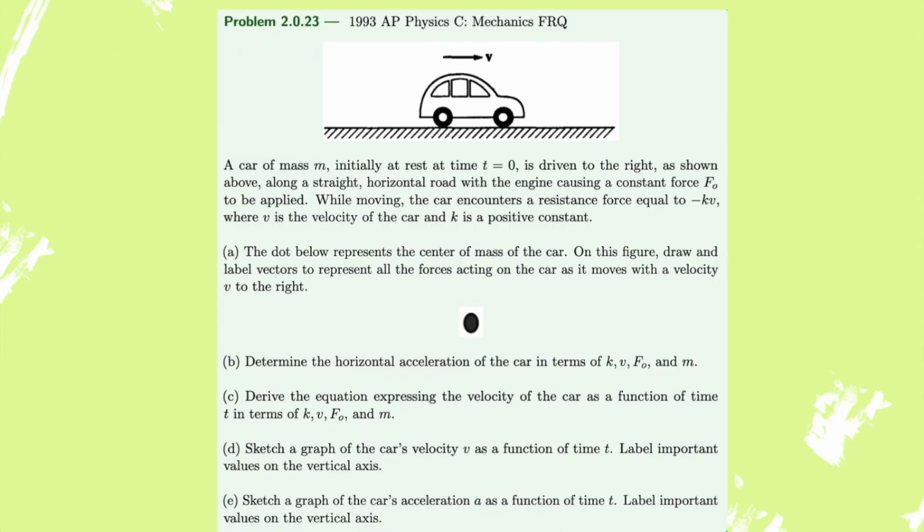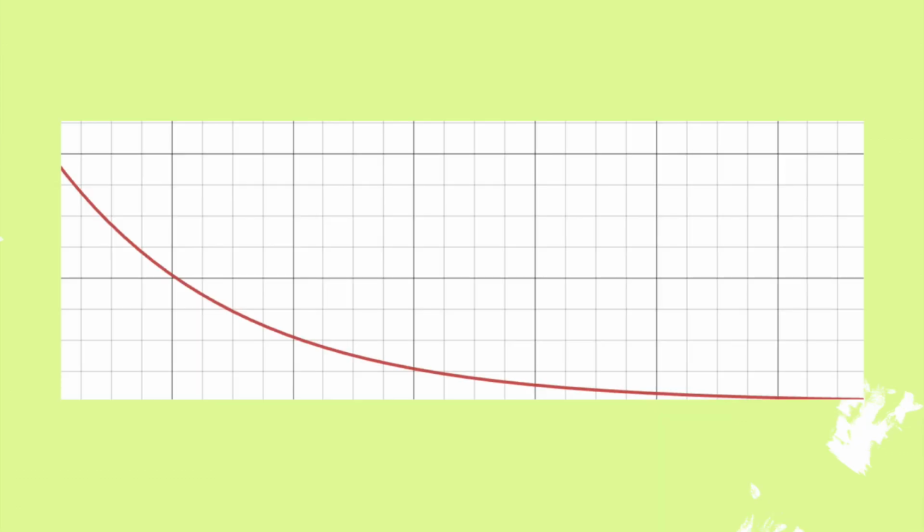Now for part E, we want to do the same thing we just did, but for acceleration. Initially, there will be more acceleration, so you'll be starting at the top, right? But then as your velocity increases, your net force decreases because the force by the engine is constant. So the net force is going to be decreasing as velocity goes up, and that means acceleration will be heading downwards towards zero. So the graph will be shaped like this.